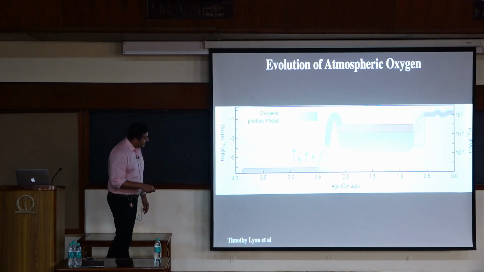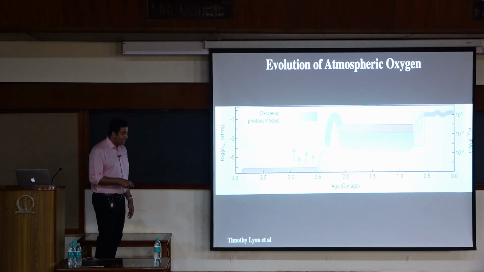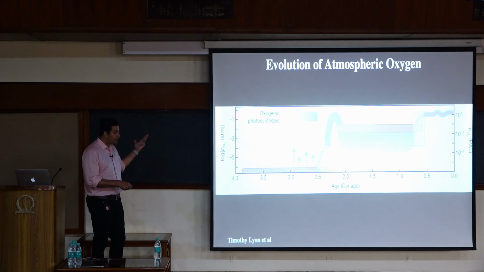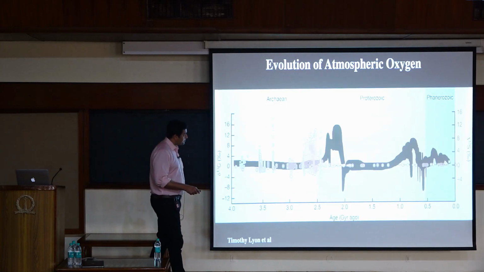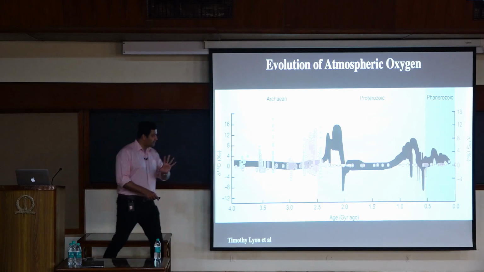And if you look at the entire history of the planet, why 4 billion years? Because that's how far the sedimentary records go. We have 2 great oxygenation events. Around 2.8, we had the first whiff of oxygen, and then around 0.8, we have the major whiff of oxygen. How do we know that?